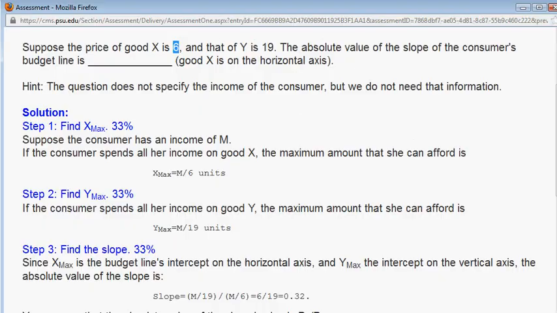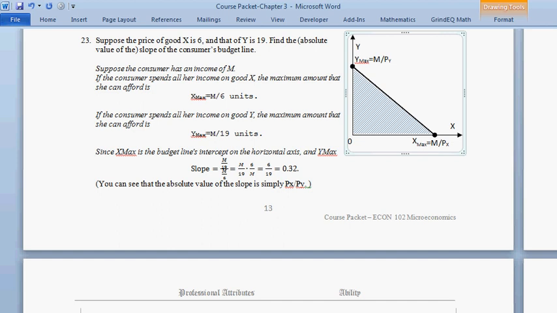Now let's do that for good Y. If she spends all her income M on good Y, she can buy at most M over 19 units of good Y. And if we put it on the graph, it's here. From 0 to this point, that's Y max. Again, we have an economic explanation for this number.